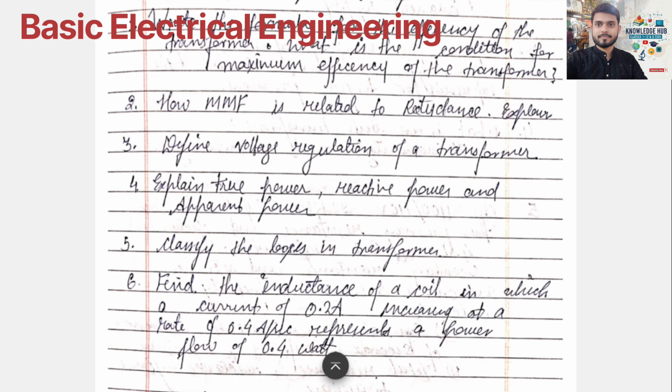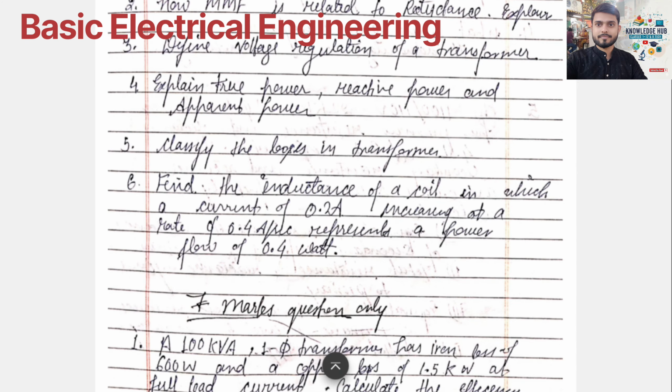Now the second one is: how is MMF related to reactance? This is basically for 2 marks questions. Define voltage regulation of a transformer. Explain true power, reactive power, and apparent power. Classify the losses of a transformer.